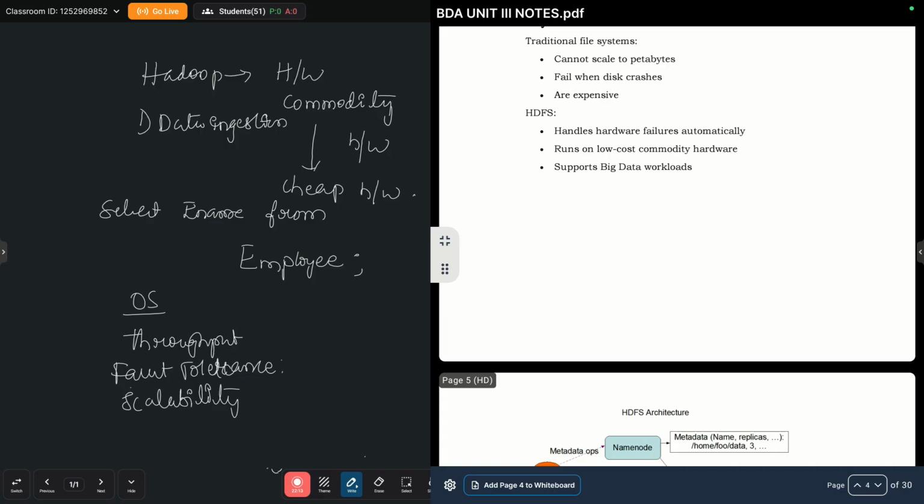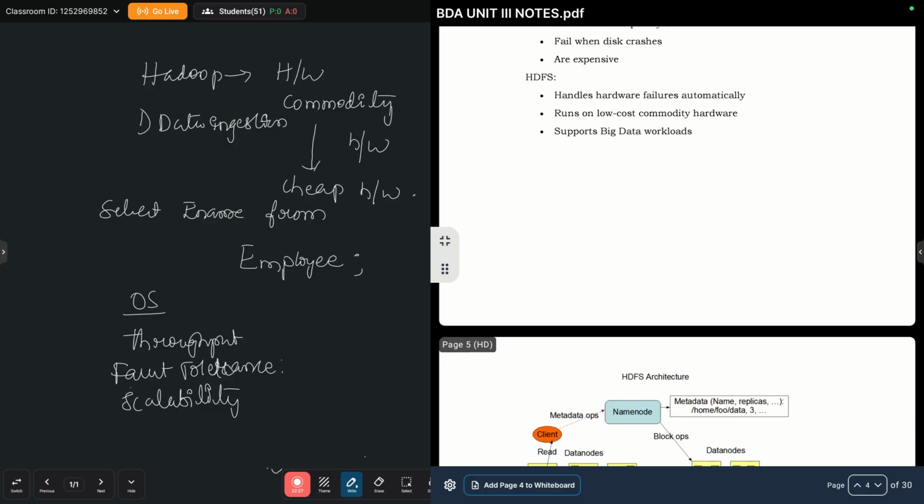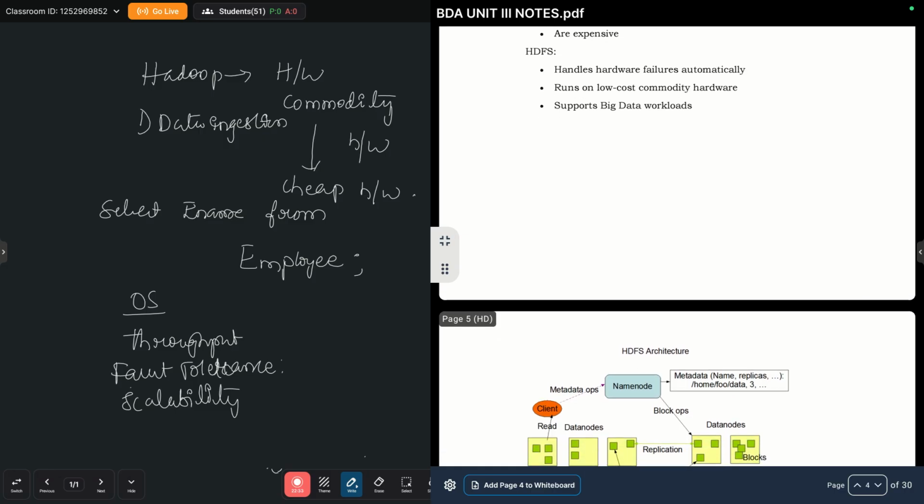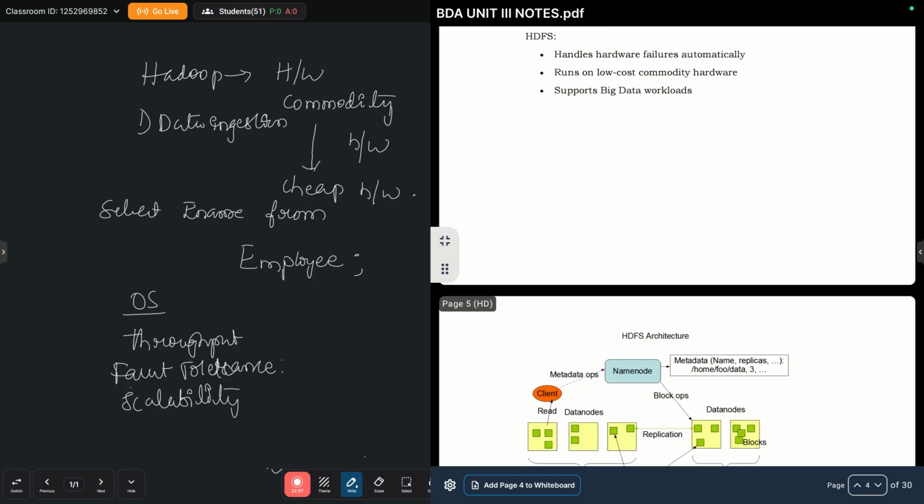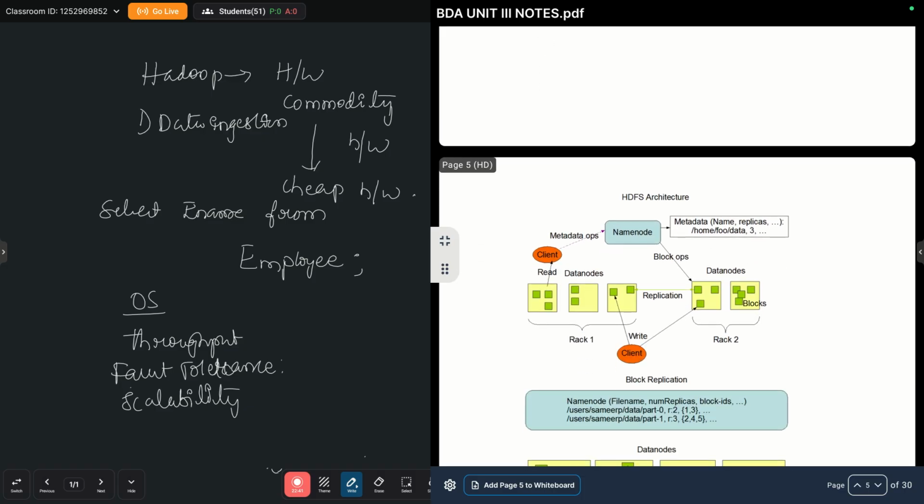Next is YARN. YARN stands for Yet Another Resource Navigator. These problems we are facing in the traditional systems are handled or overcome by using HDFS. HDFS handles hardware failures automatically. If one system is crashed, then we'll replace that system, and it runs on low cost commodity hardware. So what is the use of YARN? It is used for resource allocation purposes. Basically we are going to use YARN for resource allocation of big data workloads.